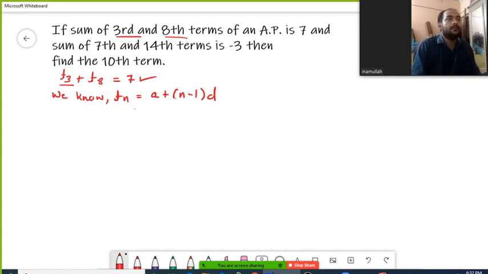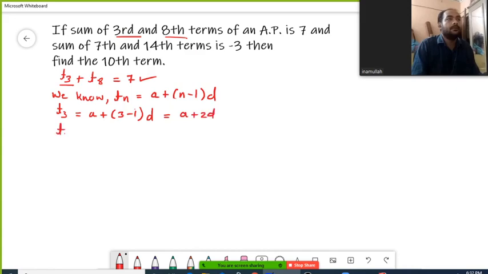If the sum of the third and eighth term of an AP is 7, so this is the given condition. According to the first condition, we can say T3 plus T8 is 7. We know Tn is A plus n minus 1 into D. According to this formula, we can find out T3. T3 is A plus n, that is 3 minus 1 into D. So this will give me A plus 2D.